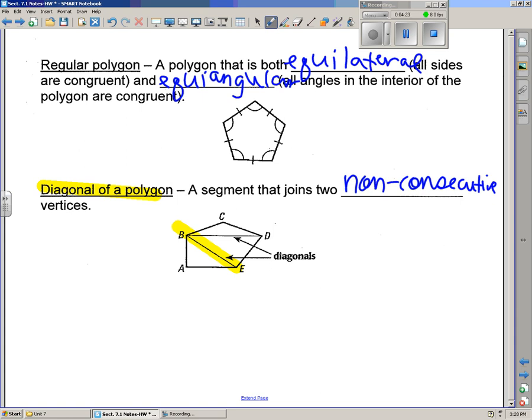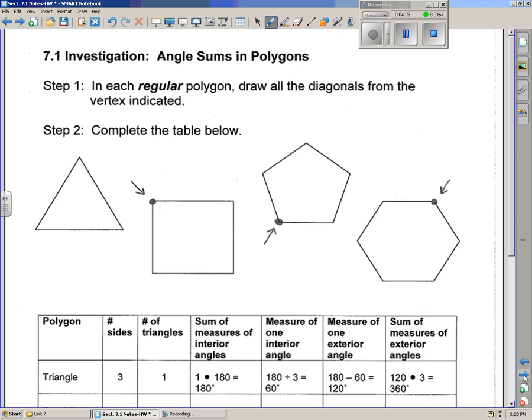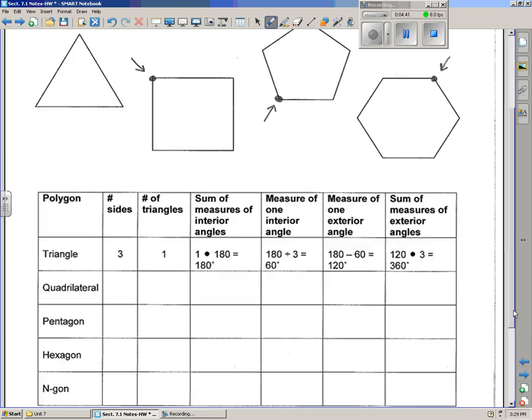So there's an investigation that is really good to do to understand the formulas that are going to be given to you next on your sheet. So if you've got this investigation thing, what we're going to do is talk about all of these polygons being regular. And we're going to draw all the diagonals from each vertex indicated, and then we're going to complete the table. So basically what happens, on this first picture we have a triangle, right? So we're dealing with the first one. We've got a triangle. We've got 3 sides. In the number of sides, there's 3 sides to a triangle.